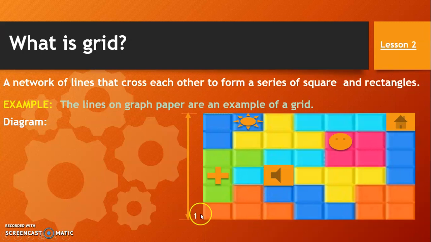So, the 1 represents this horizontal row. This complete horizontal row is represented by numeric value 1. This complete horizontal row is represented by numeric value 2. This is the 3rd horizontal row. This is the 4th horizontal row, the 5th horizontal row, and the 6th horizontal row. So how many horizontal rows are there in total in this grid? 6 horizontal rows, from 1 to 6.